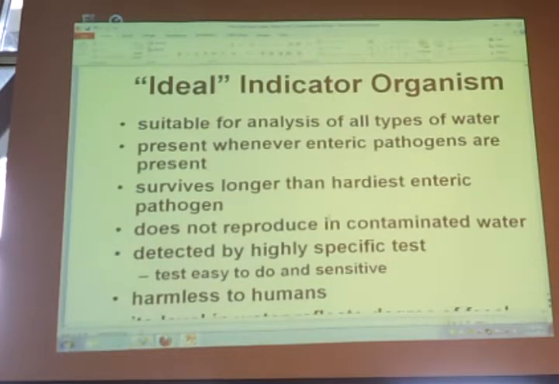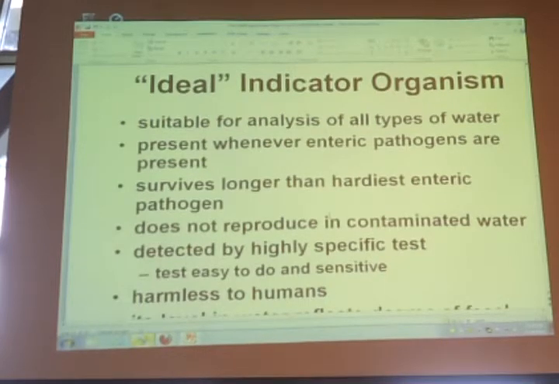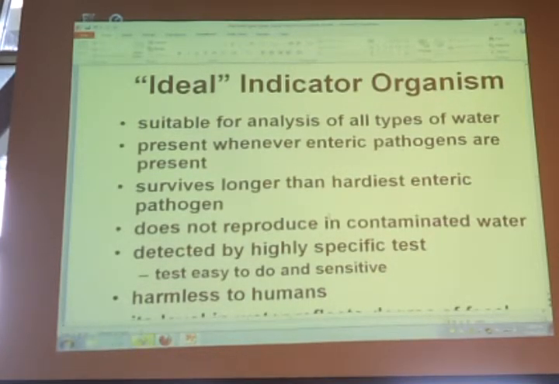So when we're looking for an ideal indicator, we want to know all the time that it is actually showing us what we're looking for, which is fecal contamination in this case. Indicator organisms could be used for other things as well. They're indicating contamination simply because we can't test for everything. You guys are getting that concept, right?